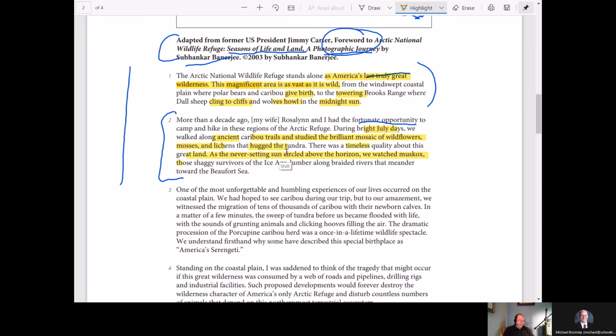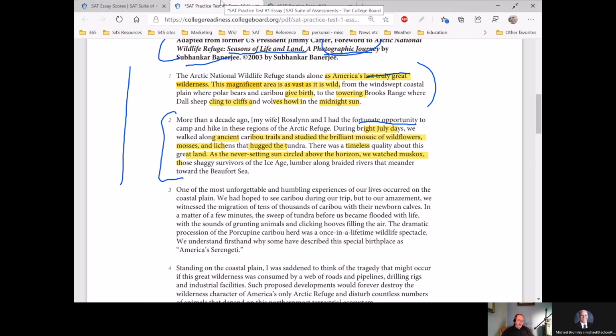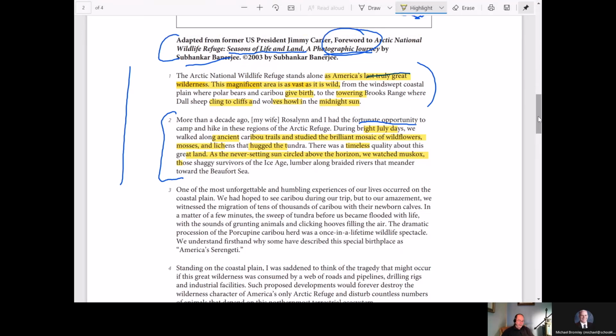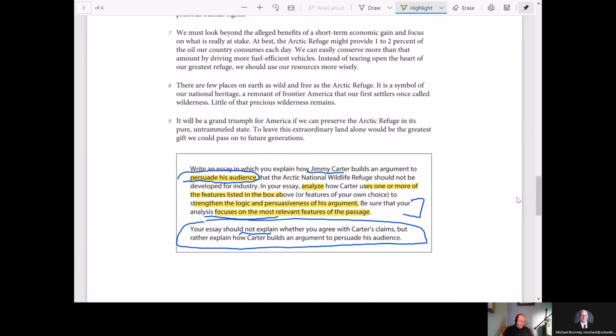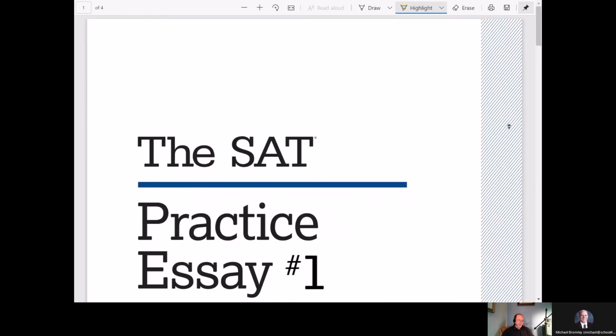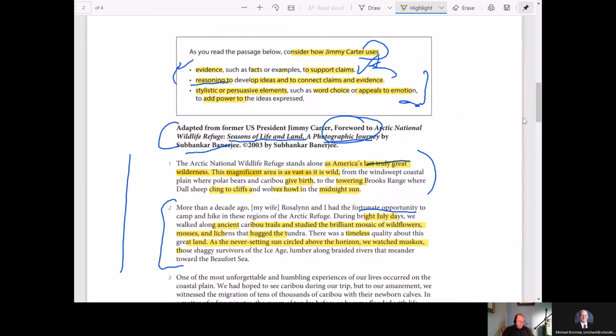So here, remember, his argument is that we should not industrialize. I think they told us down at the bottom that he's going to argue. Remember that they do give us a description of his argument. They said down here: write an essay in which you explain how Jimmy Carter builds an argument to persuade his audience that the Arctic National Wildlife Refuge should not be developed for industry. Okay, so they give us the benefit of the doubt about what he's saying there. So use that information for you. Okay. Now we're going to go down a little bit further.